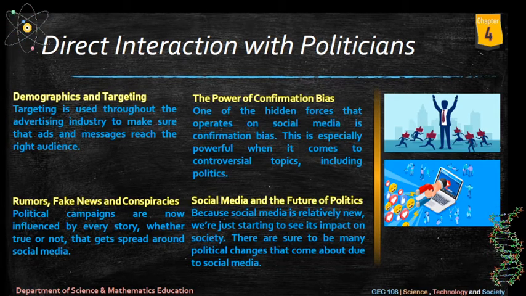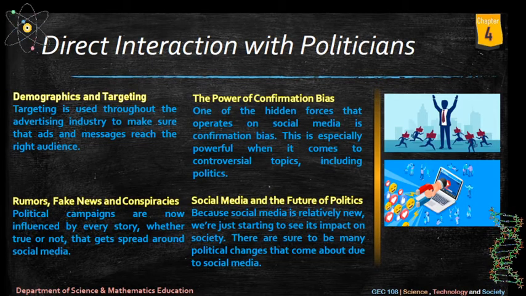The power of confirmation bias. One of the hidden forces that operates on social media is confirmation bias. This is especially powerful when it comes to controversial topics, including politics. Rumors, fake news and conspiracies. Political campaigns are now influenced by every story, whether true or not, that gets spread around social media.